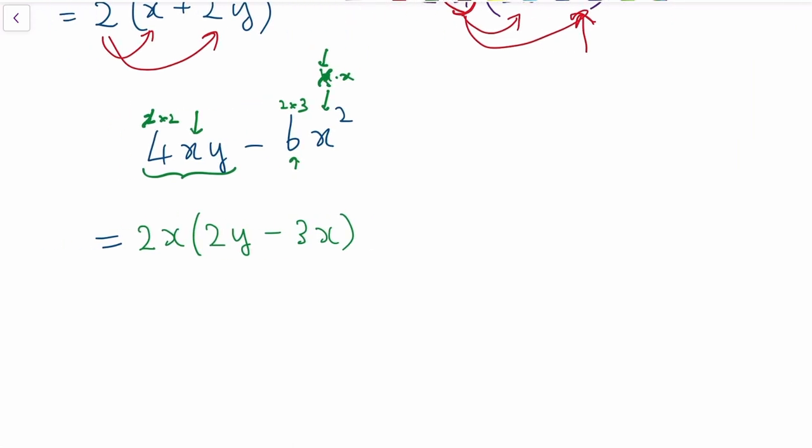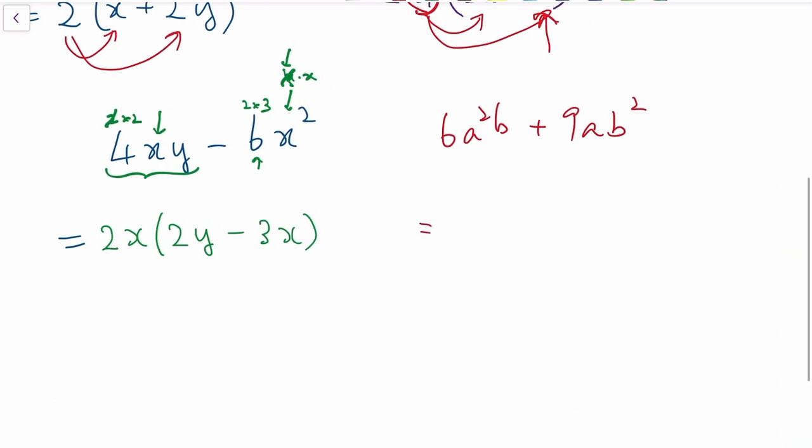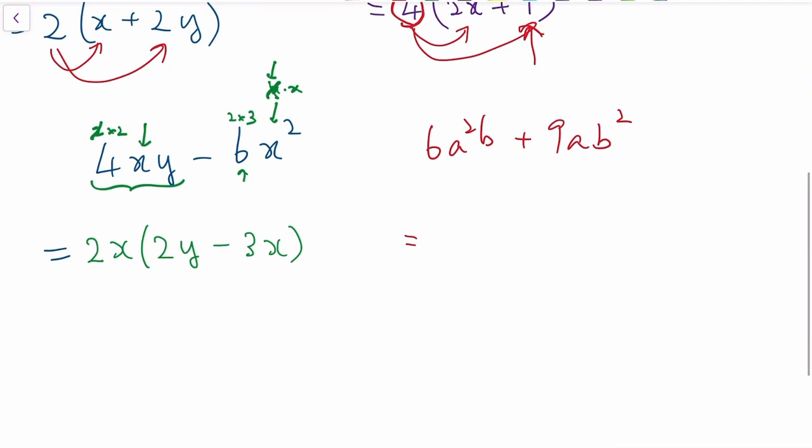Let's try one more. This one, you might pause the video to give it a try. The answer is coming. 3, 2, 1. So you can ask, in 6 and 9, what's common? 6 is 3 times 2 and 9 is 3 times 3, so we can take out 3. Then a squared is a times a. There's also an a, so a is common. b squared is b times b. This also has a b, so b is also common. So we can take out 3, a, and b.